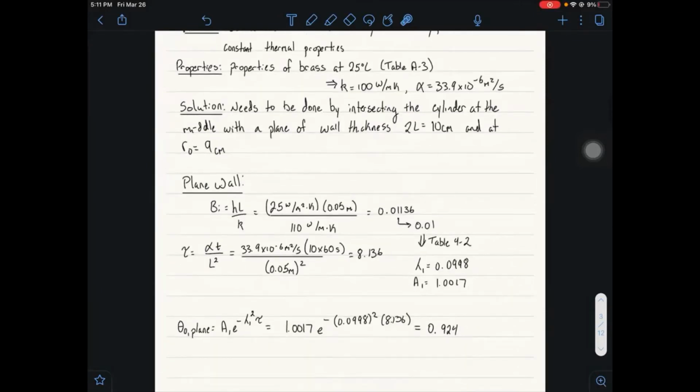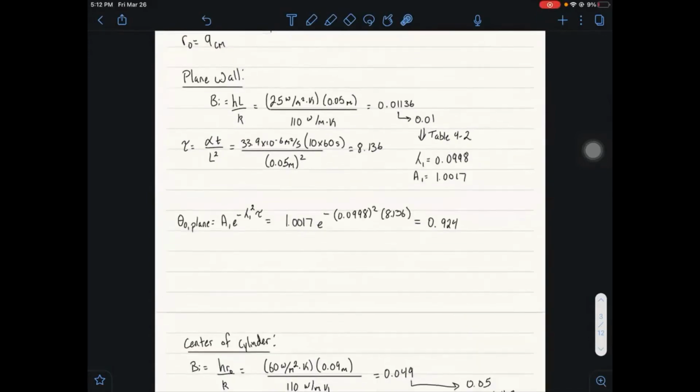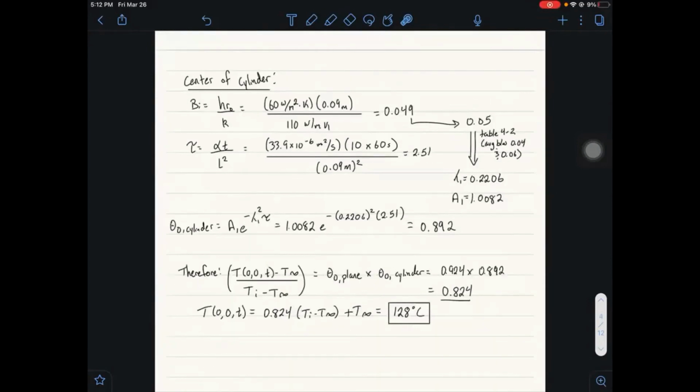To do this properly, all you need to do is intersect the cylinder in the middle with the plane wall of thickness 2L, which equals 10 centimeters, because that's how tall it is, and at a radius of 9 centimeters, because that's the center part radially. So you figure out the Biot number and Fourier number, then go to table 4-2, figure out the constants, and plug them into the appropriate equation for a plane wall.